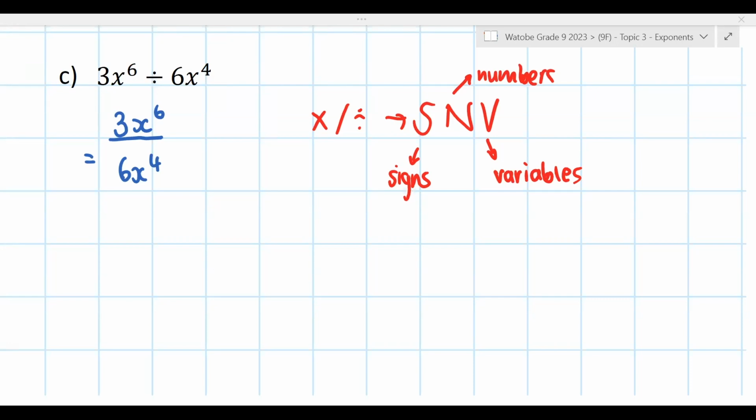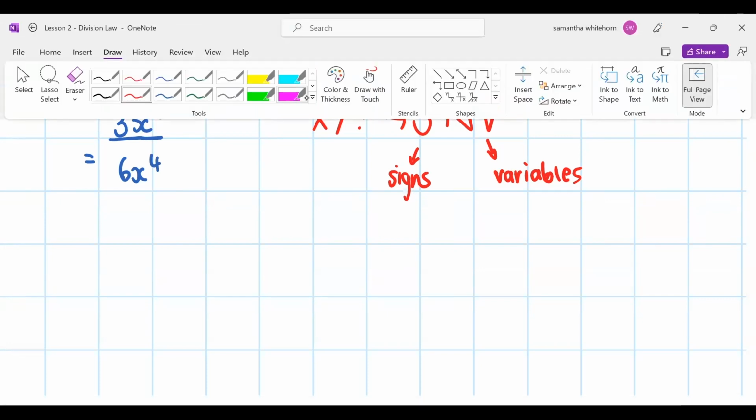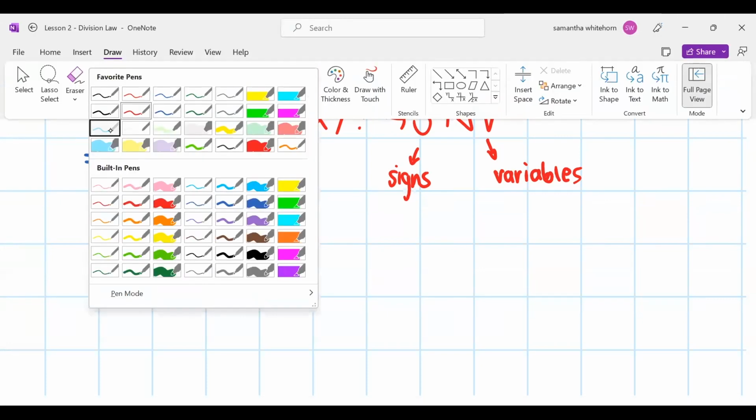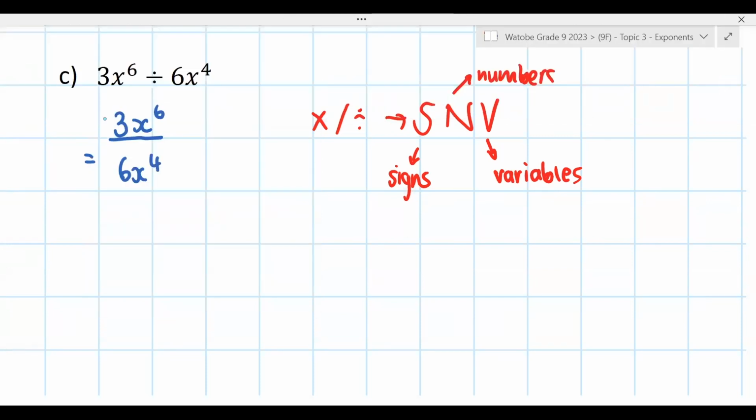Okay, we're getting quite a mixed bag of answers here. So I'm going to go through this one, and then hopefully we will just start to grow and grow in confidence. So guys, I'm going to follow SNB. Let's do that. So start with the signs. I'm dividing a positive by a positive. We know that whenever we say positive divided by a positive, I end up with a positive. So my signs is done.